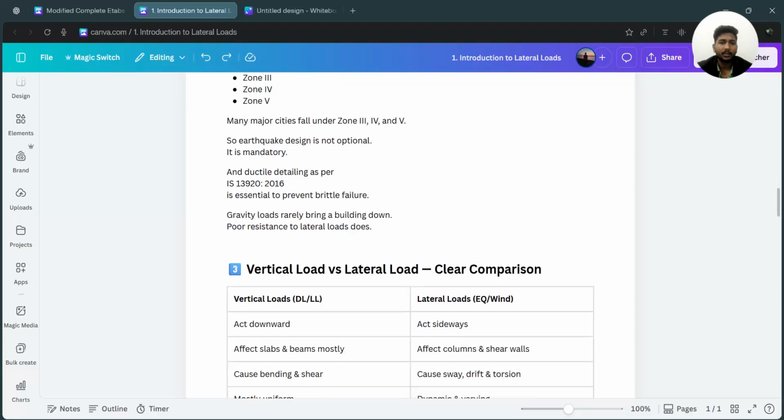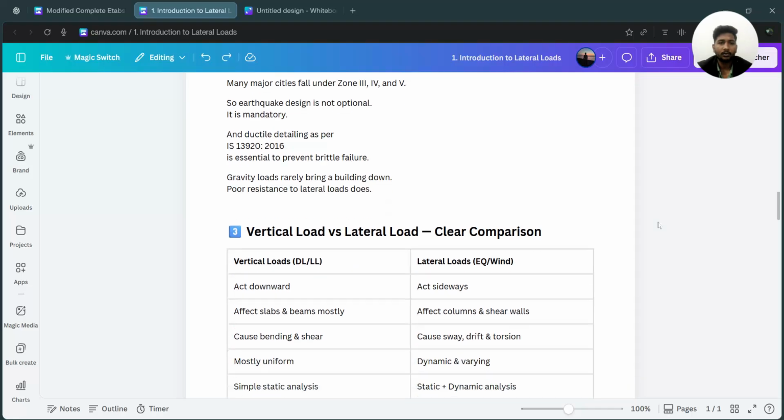And ductile detailing as per IS 13920 is essential to prevent brittle failure. This code is basically for safety purposes. What the safety requirements and details are, you will see in the advanced part. For this course it is not taken. Then, gravity loads rarely bring a building down; poor resistance to the lateral load does.